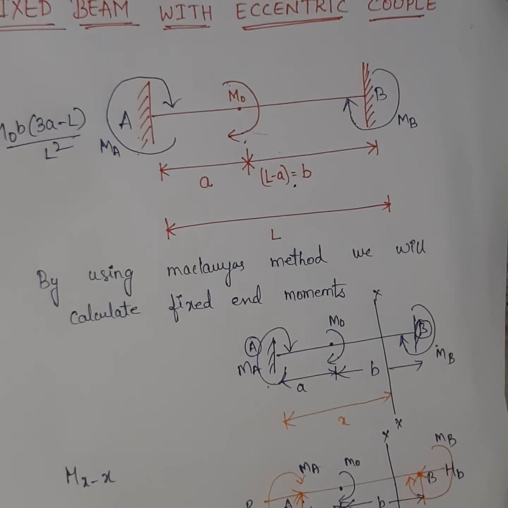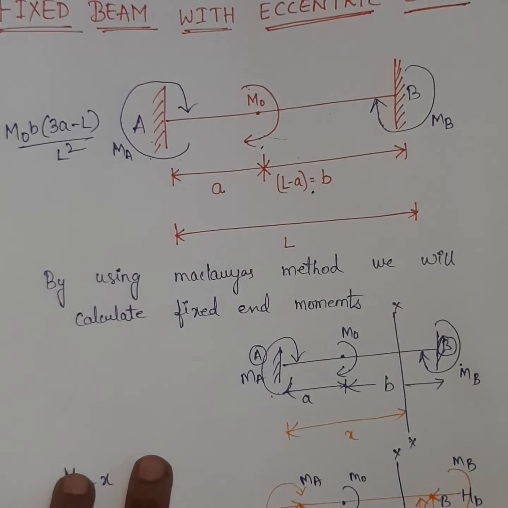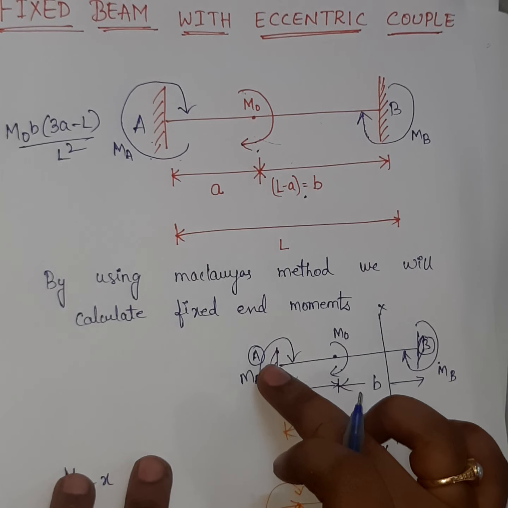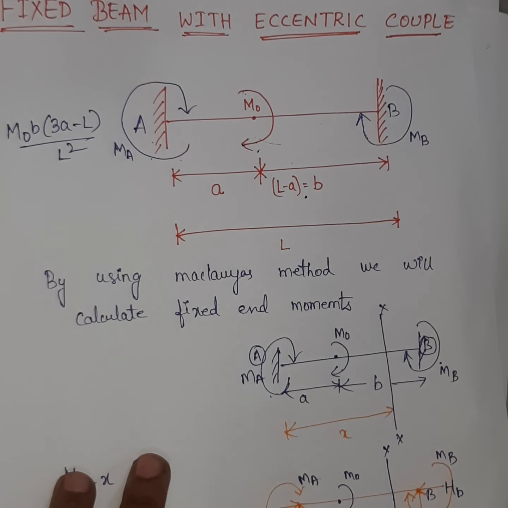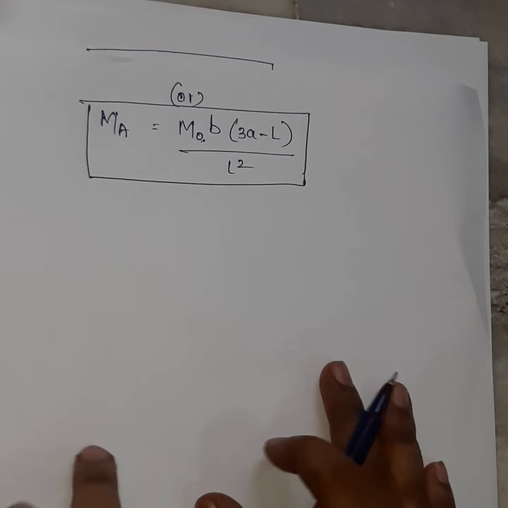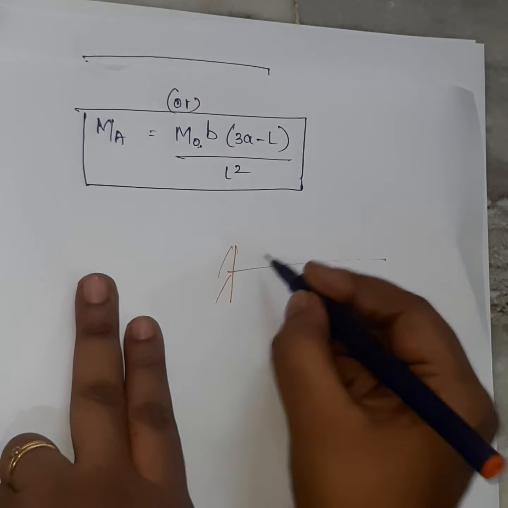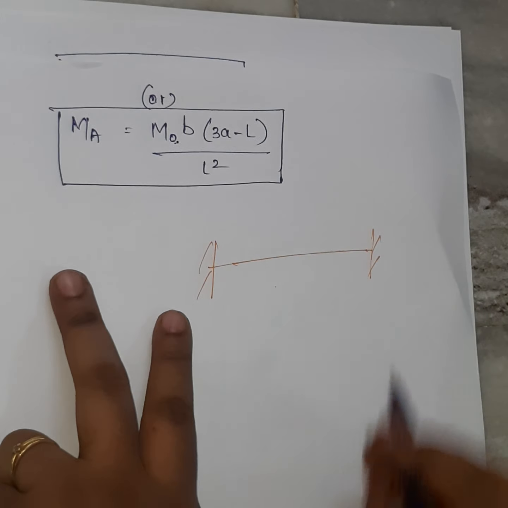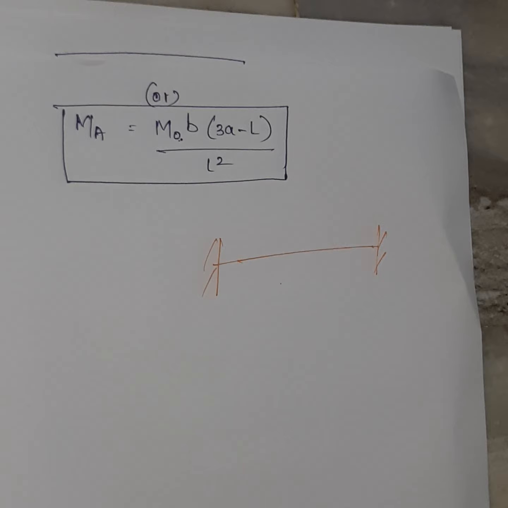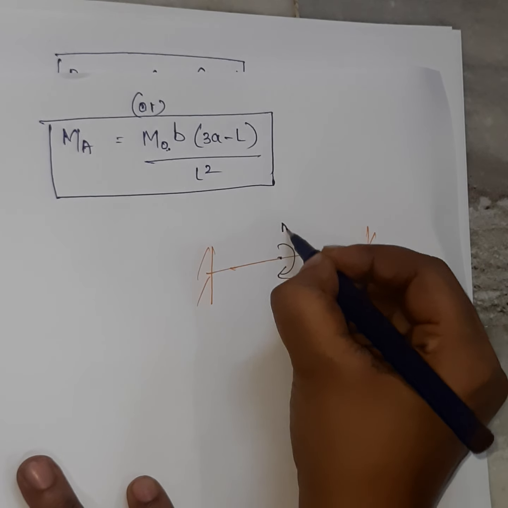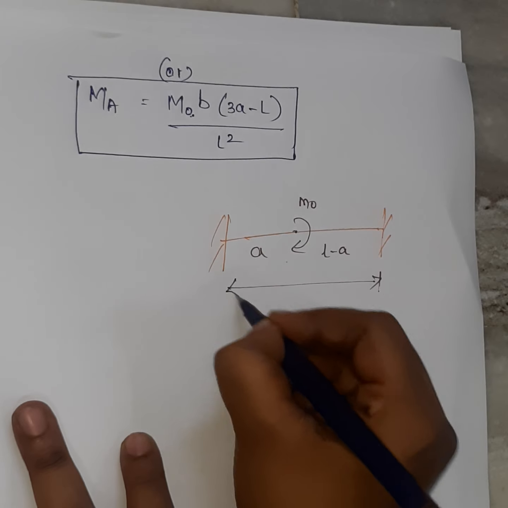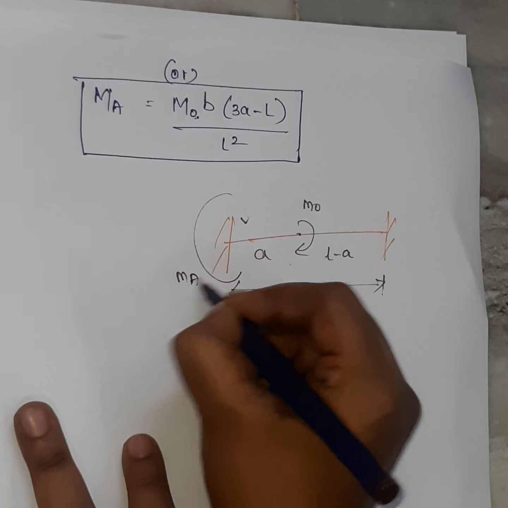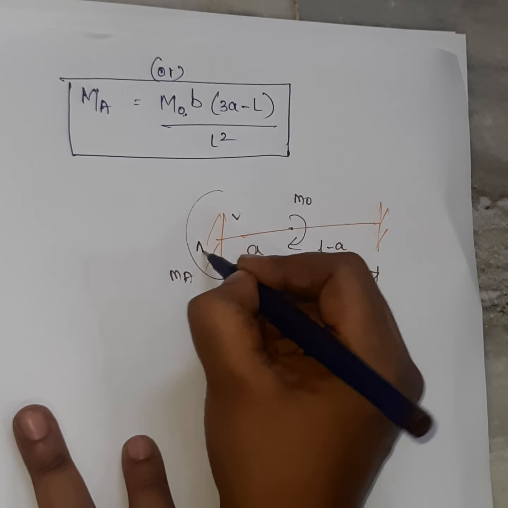For calculating the moment at A, what did I do? I took the section from A to B, took section xx and calculated the MA value. Similarly, this is my fixed beam acting with some eccentricity. See here, this is my eccentric couple M naught, this is my a and this is my L minus a. We have already got the MA value. I have taken the section between A and B.